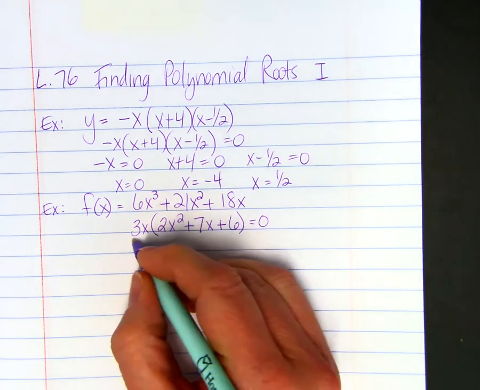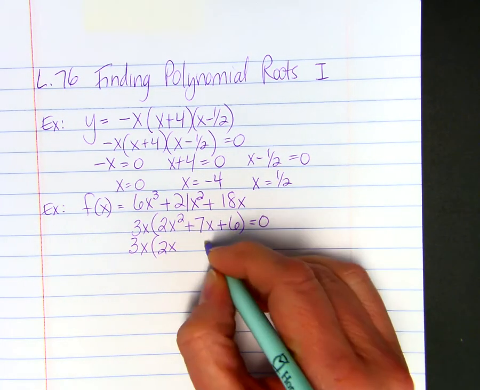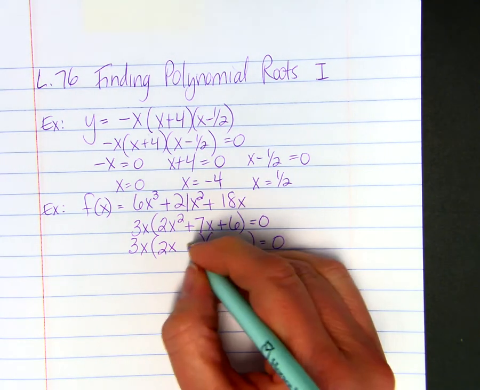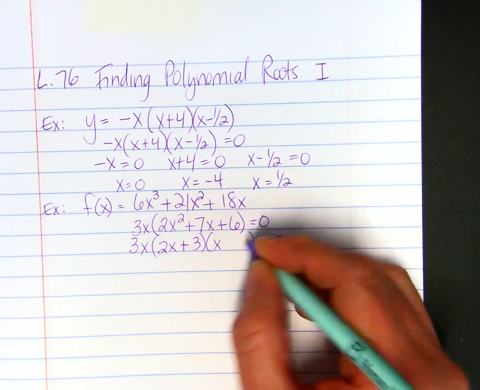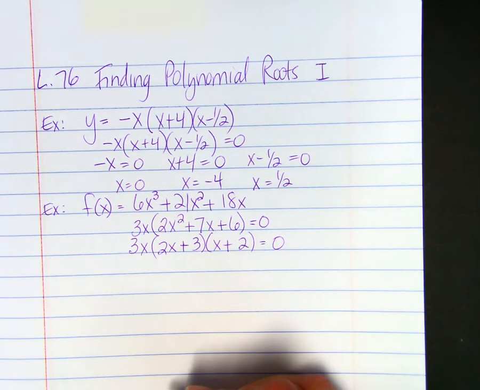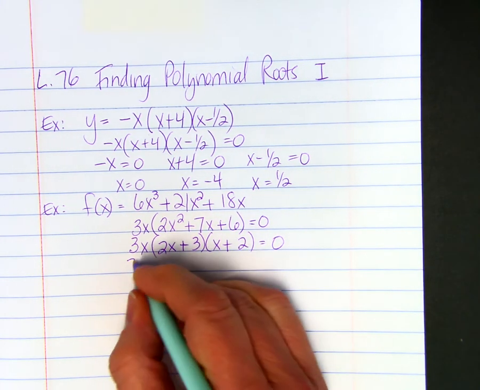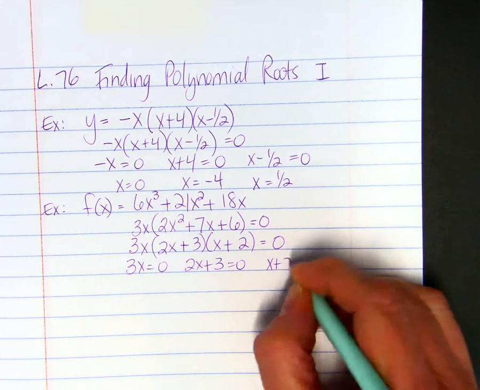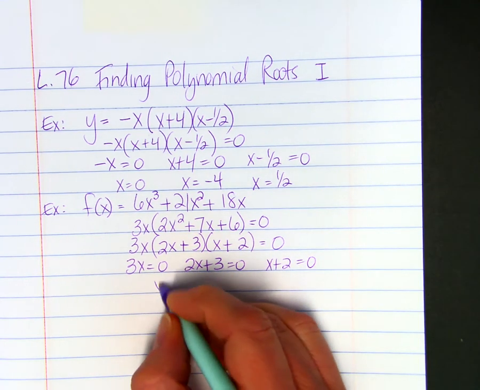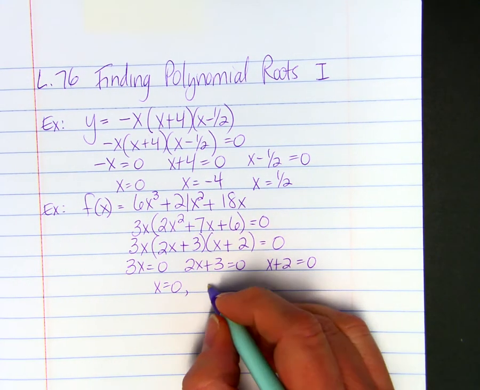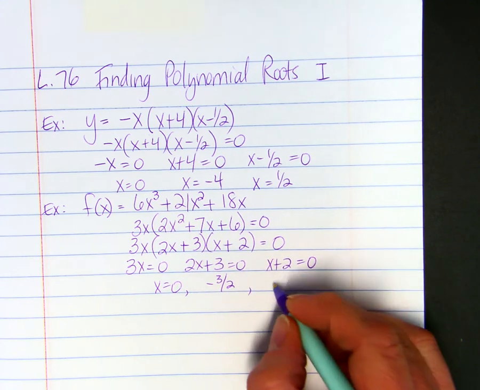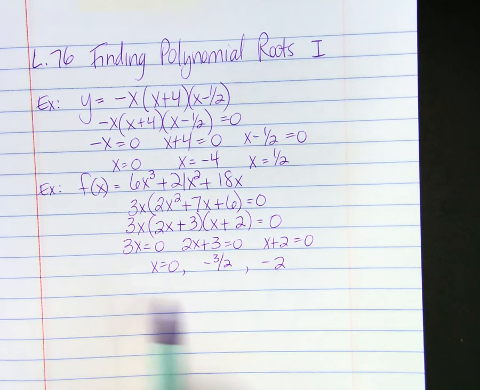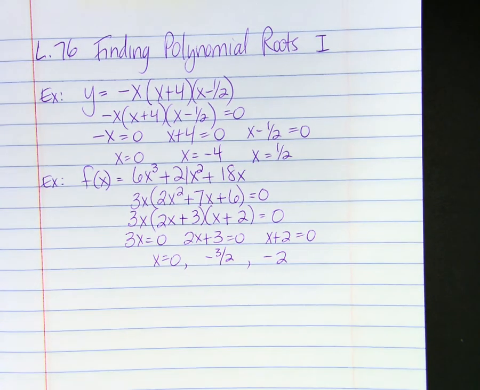We can factor this polynomial. We get 2x plus 3 and x plus 2. Yes, that works. Then set each factor equal to 0. Solve for x, so x can equal 0. It can be negative 3/2 or negative 2. So the roots to this polynomial function are 0, negative 3/2, and negative 2.